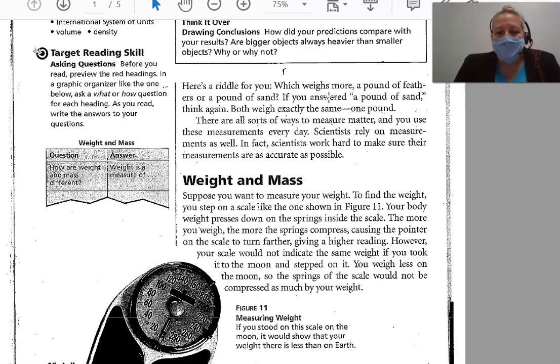Here's a riddle for you. Which weighs more, a pound of feathers or a pound of sand? If you answered a pound of sand, think again. Both weigh exactly the same, 1 pound.